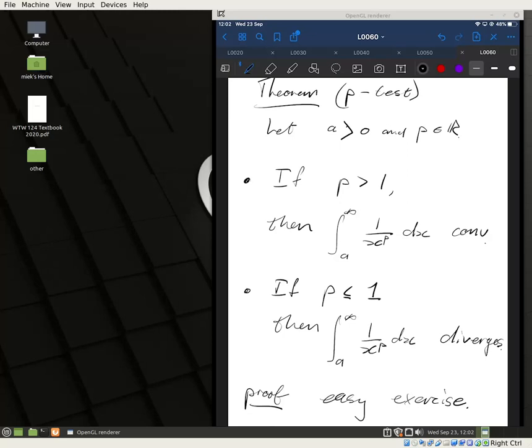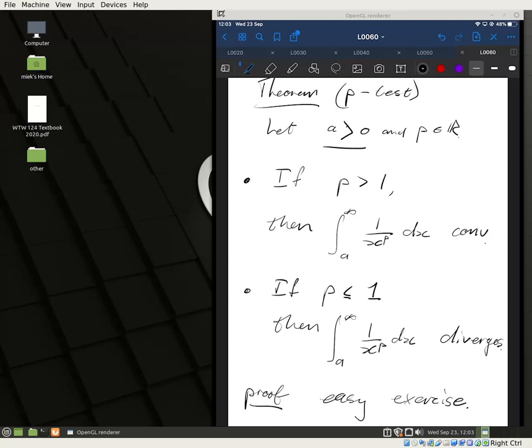Okay, so now we will use the comparison test to determine whether or not some improper integrals converge or diverge. Before we do that, there is a class of very simple functions for which it is very easy to determine whether they converge or diverge, and we very often use them in the comparison test.